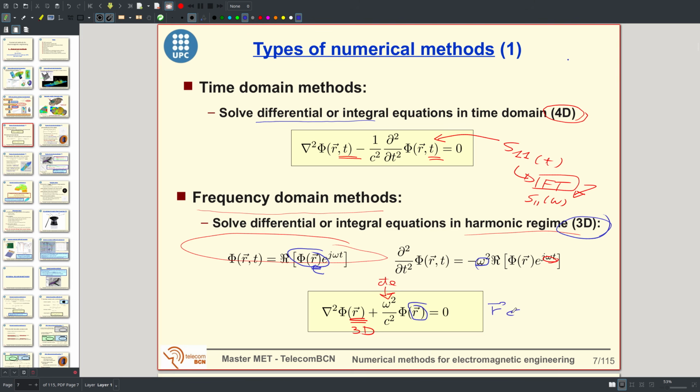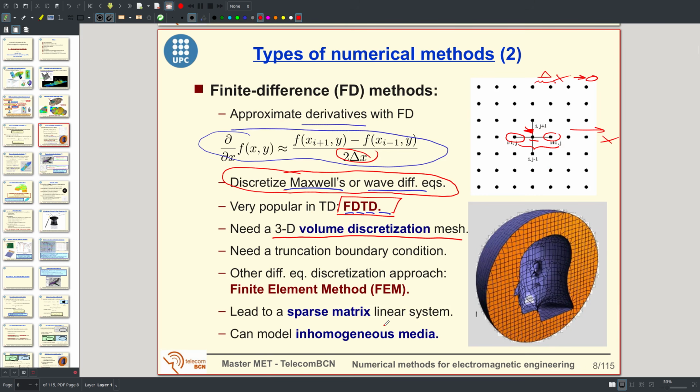R belongs to the volume V where you do the analysis. So you have points R at all the points within volume V. So your equation is defined in a volume. Your variable, the potential here, is defined in a volume, or in the case of Maxwell's equations, the electric and magnetic fields are defined in a volume. So you need a volume discretization mesh. So you have to discretize a space like here.